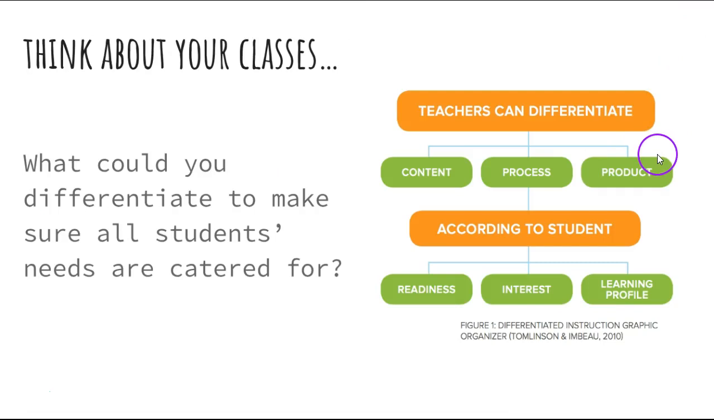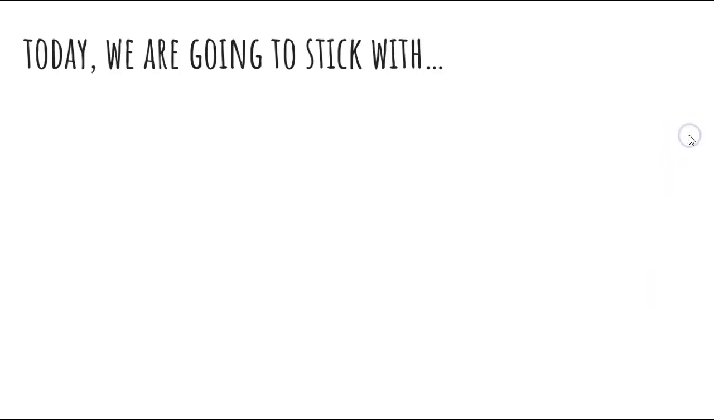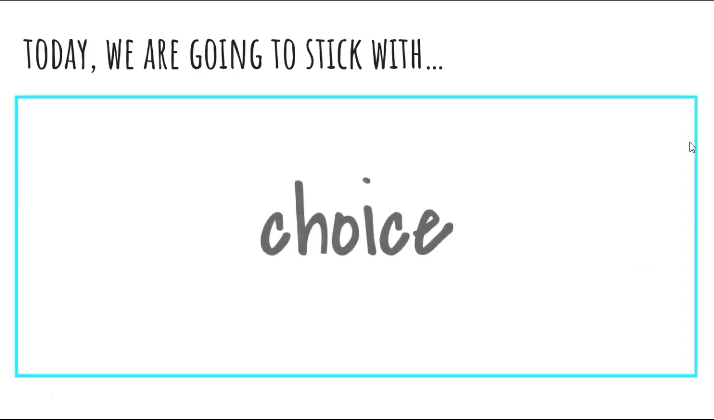So once again, think about your classes. What could you differentiate to make sure all students' needs are catered for? Could you differentiate content, process, product, or all of the above? Okay, so even though there are many different possibilities and we can stick to many, we are going to stick to choice today. Because by giving students different choices, we are differentiating instruction for them and we are giving them opportunities to show us in different ways what they have learned.